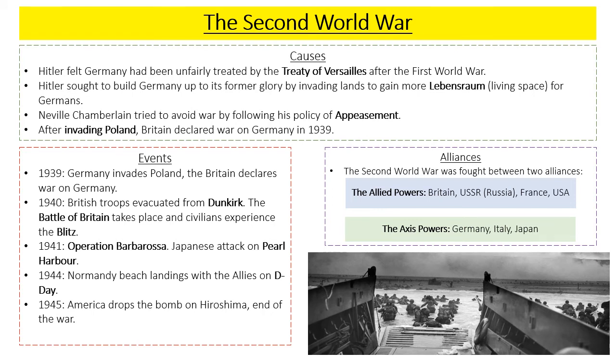Then in 1944, we have the Normandy beach landings, which I've got a photo of there in the bottom right. So this is the Allies landing on those beaches, and it's known as D-Day. And then in 1945, we see the war ending after America drops the bomb on Hiroshima and Japan finally surrendered. So when you're looking at revising the Second World War, it'll be helpful to think of it in terms of causes and then what happened during those key events that I've just outlined for you.